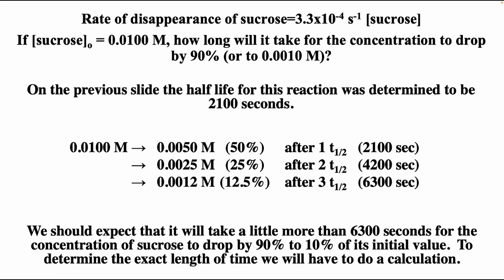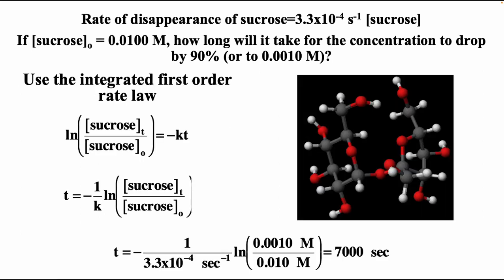And so what we have to do is go back to one of the equations that we had derived. We saw that the natural log of concentration at time t over initial concentration equals minus kt. And so we solve for t, we get t is equal to minus 1 over k times natural log of concentration at time t over initial. And so our k was given as 3.3 times 10 to the minus 4th, and our initial concentration is 0.01. Concentration at time t is 0.001. If we plug this into our calculator, we get 7,000 seconds.